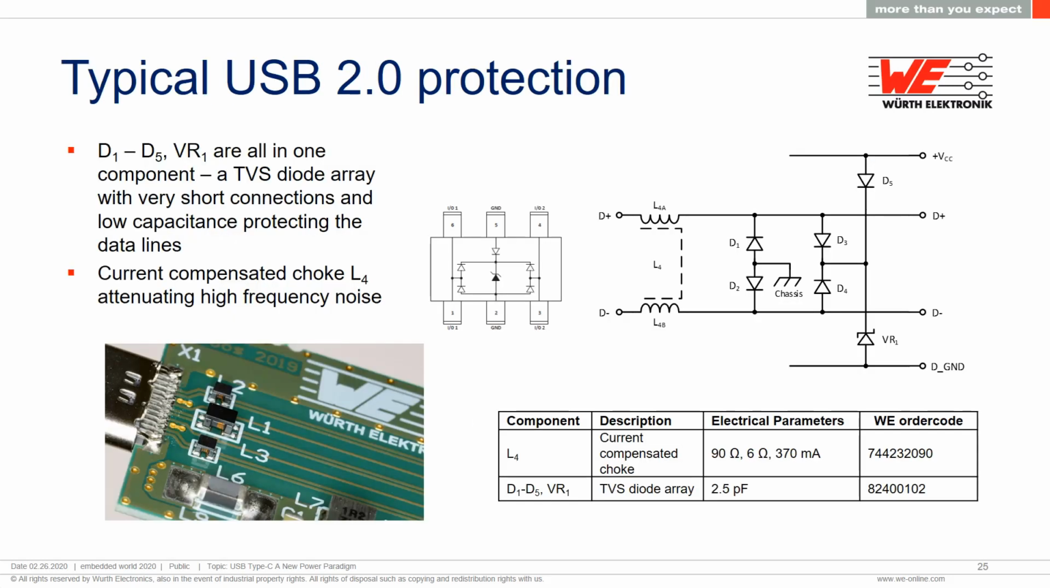Besides power, the other main purpose of USB is to transfer data. All the data is transferred using differential data lines, and therefore they also need to be protected against ESD and EMI. ESD protection is easily accomplished with TVS diode arrays, which are specifically designed for data line pairs. Current compensated chokes, also known as common mode chokes, are readily available for the data lines and have been specifically designed for USB 2.0. This is the default data speed for the standard cable.